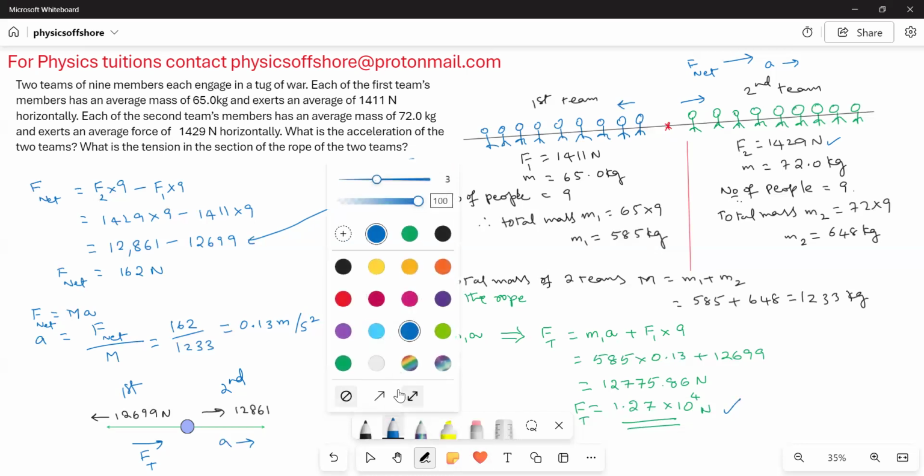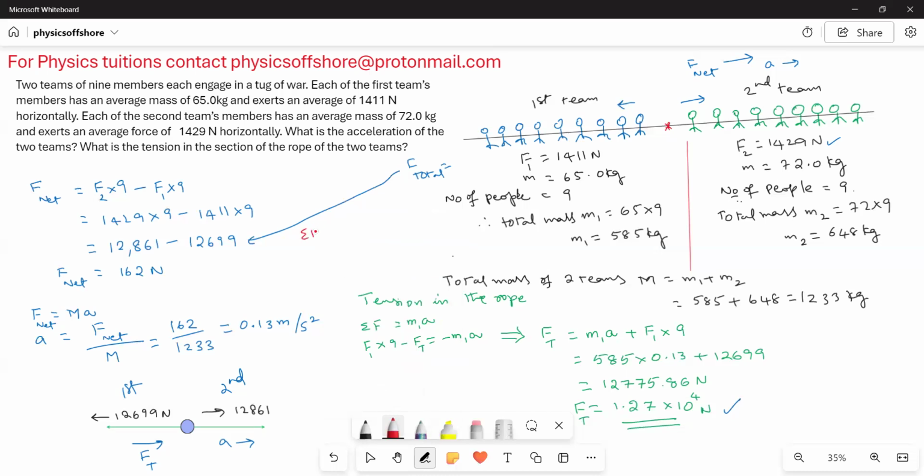So let us do this one. Sigma F is equal to MA. I will show you M1; here it is M2A. I am taking M2A. So what is happening here? The force F2 into 9 minus F tension is equal to M2A. Agree? Now F tension is equal to F2 into 9 minus M2A. Then you substitute the values and check, and you will get the same answer.